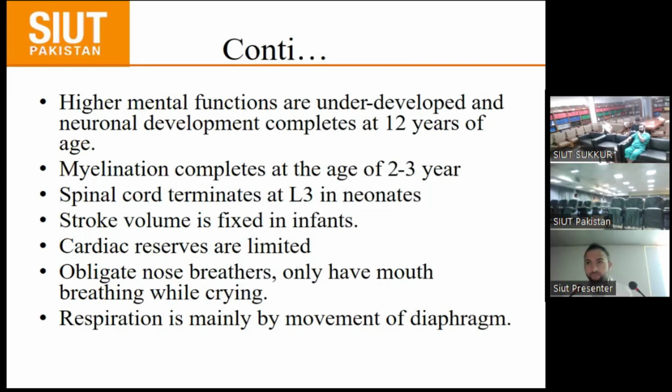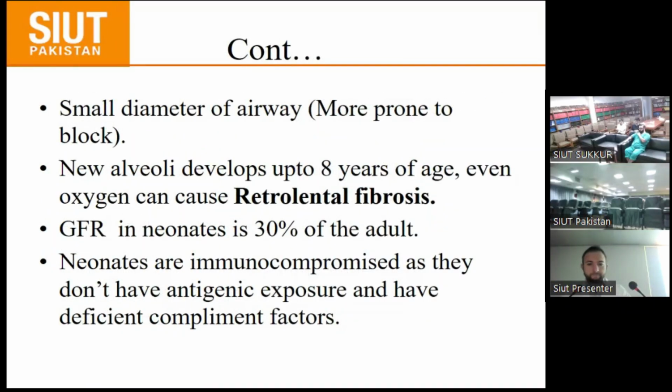So in this slide, what does it mean? How does it signify that the stroke volume is fixed? Does it cause any change in the patient's blood pressure or cardiac output? Anybody? As we know, cardiac output is dependent on heart rate as well as stroke volume. So if the stroke volume is fixed, the infant cannot increase the stroke volume, so the blood pressure is solely dependent on the heart rate.